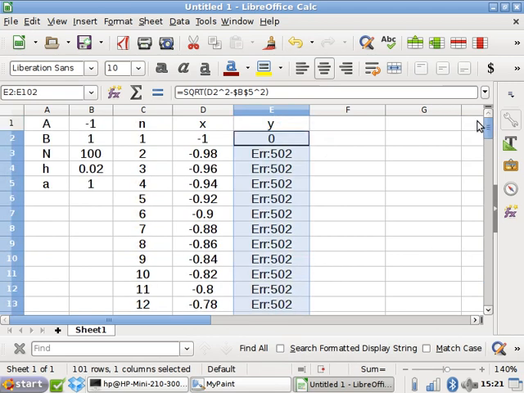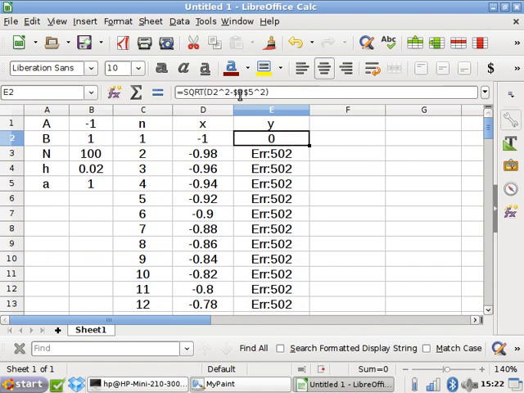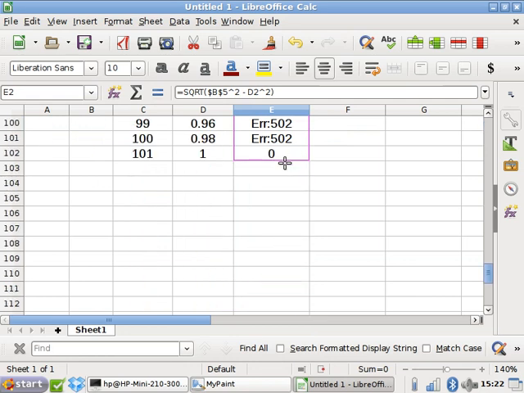Error. My fault. I put it in backwards, didn't I? It's $B $5 squared minus D2 squared. It's A squared minus X squared, not X squared minus A squared. The B and the D, I put it in backwards. It should be B first and D second. Alright, let's try that again. There we go.